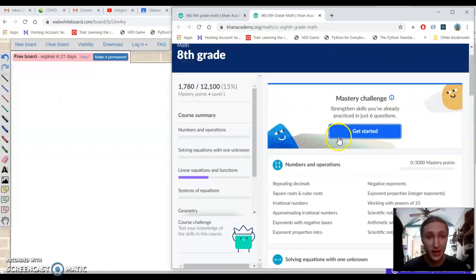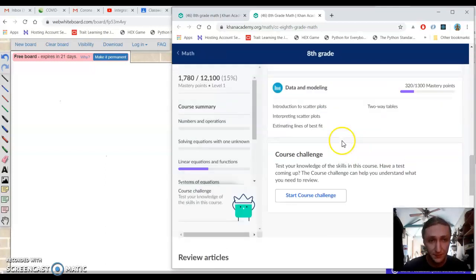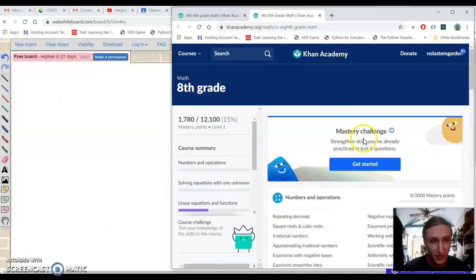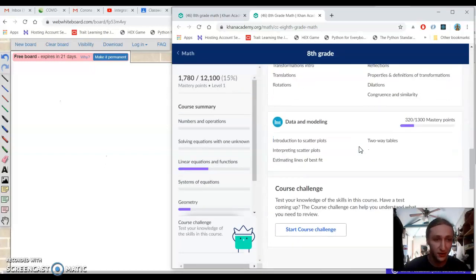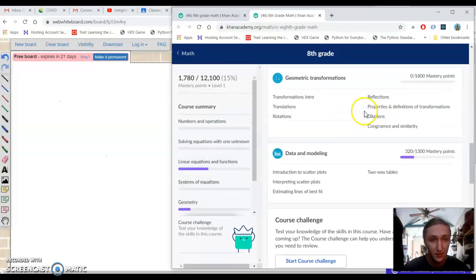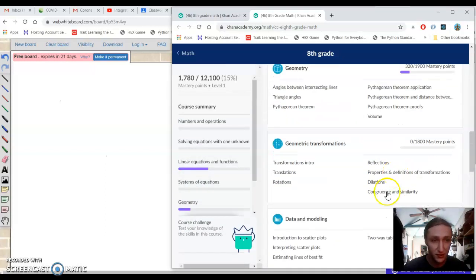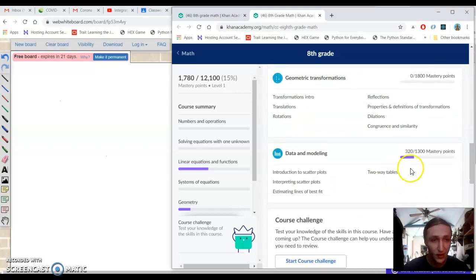But in this video today, I'm going to be completing a mastery challenge. It says, you strengthen 6 skills you just practiced. I haven't practiced much in the 8th grade curriculum, so I don't think that's for me, because if I just go ahead and do that, it's only going to give me problems from areas where I have purple here. That means that I've practiced.